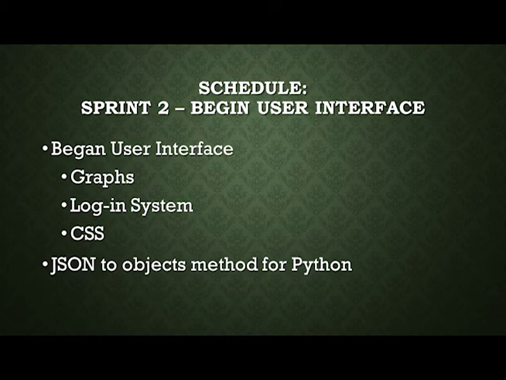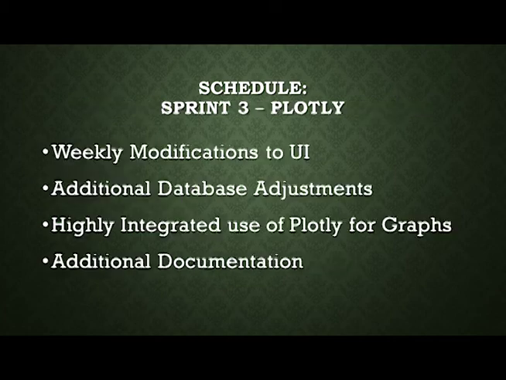We began developing a user interface with graphs, a login system, and CSS formatted pages. Here Wiley also developed a JSON to object method to allow easier input for John Deere into the application from their pre-existing JSON files. For Sprint 3, we were showing our progress to the sponsors on a weekly basis, and we adjusted or added according to their needs.